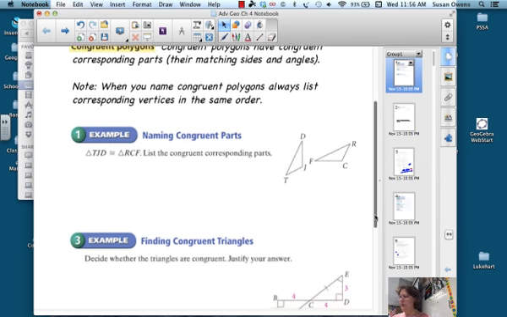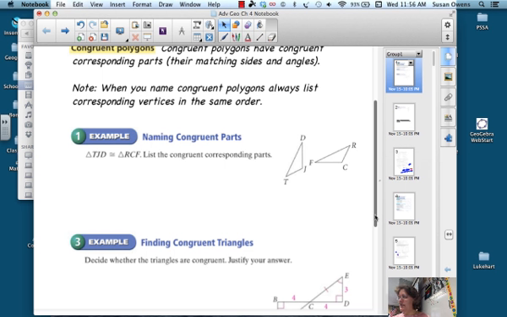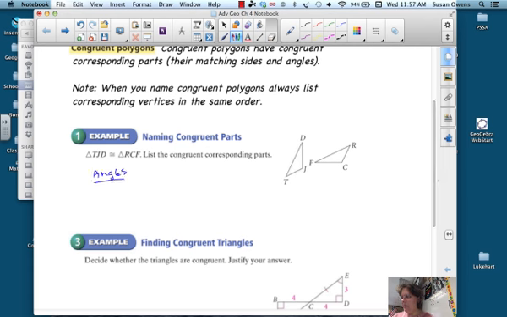So they give me an example here and they give me a picture, but I don't actually need the picture to do the corresponding parts if we realize that all the corresponding vertices must be in the same order. So when they tell me that triangle TJD is congruent to triangle RCF, that means that T has to correspond with R, J has to correspond with C, and D has to correspond with F. So if I want to list all the angles that correspond, I would say that angle T and angle R, angle J and angle C, and angle D and angle F.